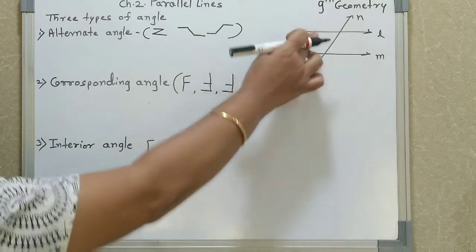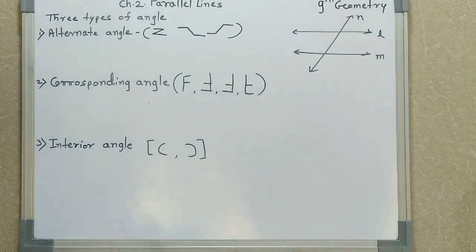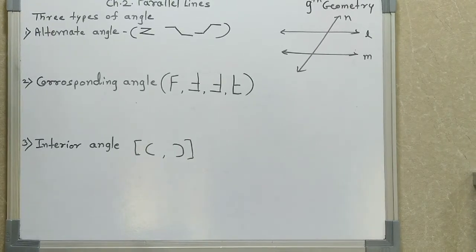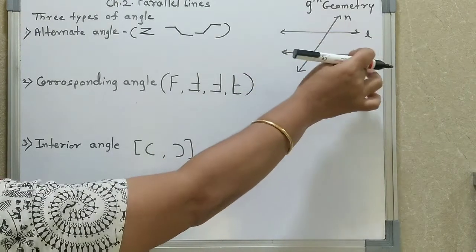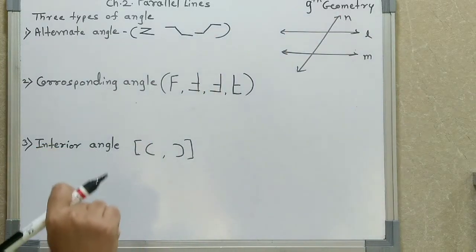I draw here two lines, line L and line M. So what are parallel lines? Lines which never intersect each other are called parallel lines. See here, line L and line M. These never intersect each other.